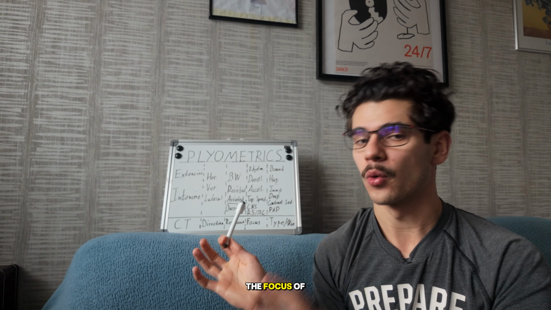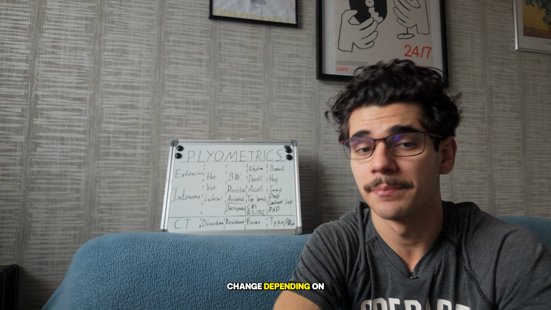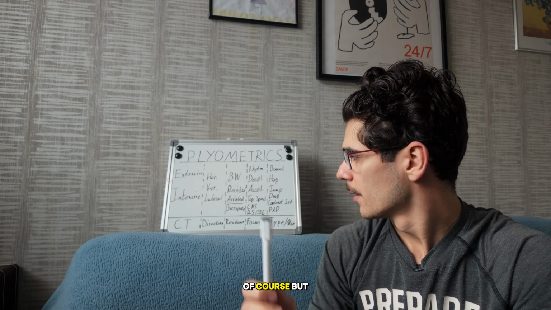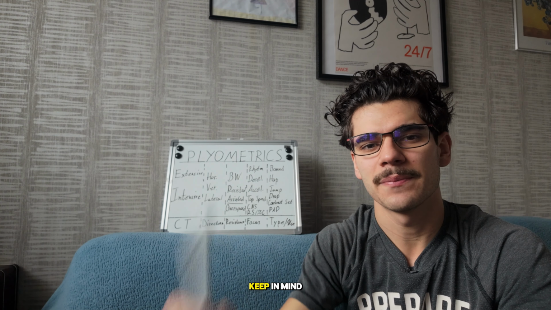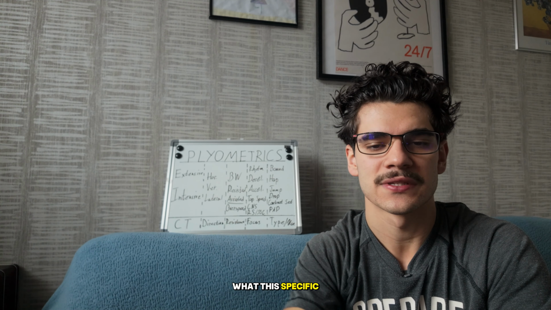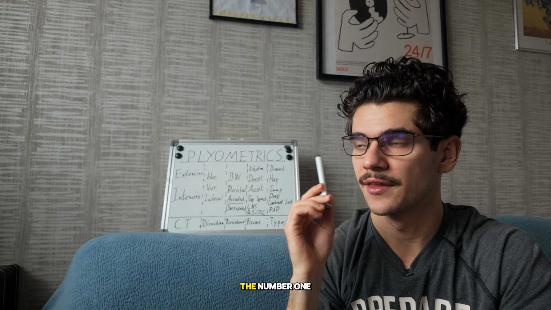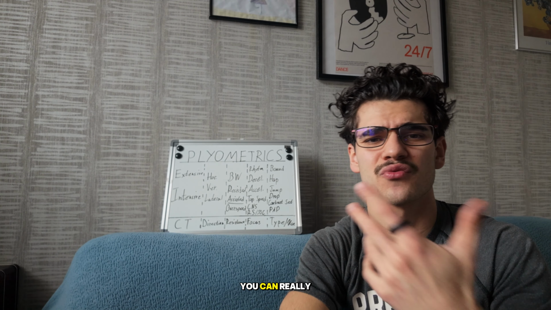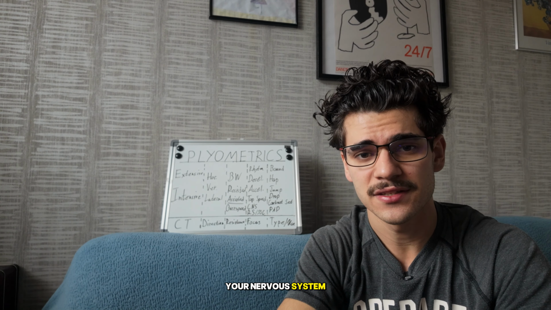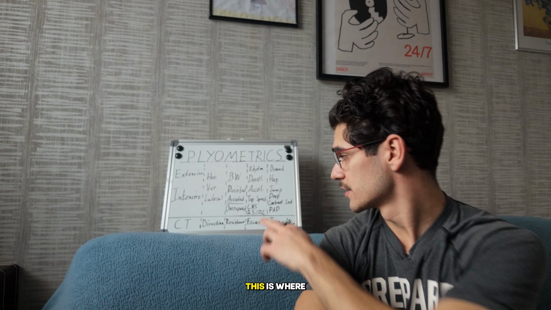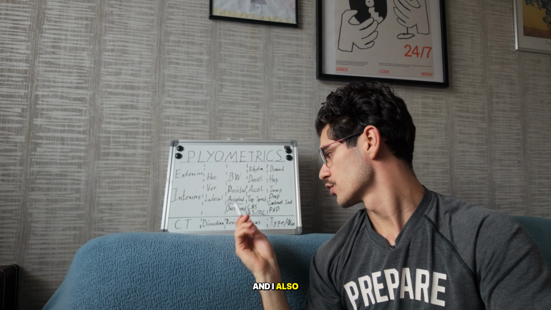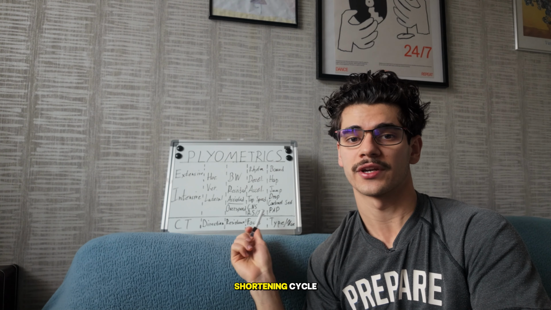Then we have the focus of the plyometric. Now this is going to change depending on the type of exercise you're doing, of course, but you still have to keep in mind what the focus of the actual exercise is. Sure, you're doing an extensive plyo, you're doing an intensive plyo, but you really have to know what this specific exercise is training and what is the number one goal of this exercise. So it can be rhythm, deceleration, acceleration, top speed. You can really do an exercise just to activate your nervous system, which we can cover in another video. This is where the CNS comes into place. And I also have reactive strength and stretch shortening cycle.